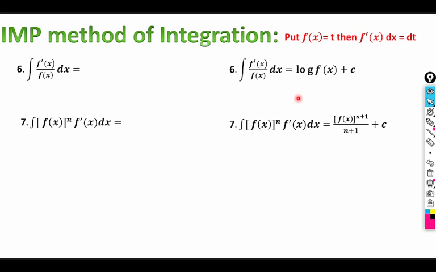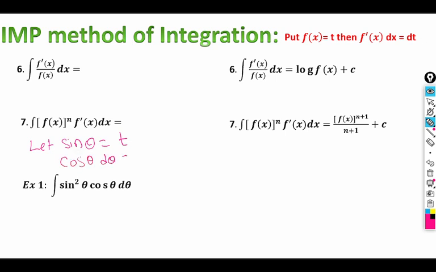Now, which are the real integrals you come across when you evaluate multiple integrals? This type of numerical you will come across: integral of sine square theta cos theta d theta. Now just see the observation: sine theta is there, and its derivative cos theta is also there. So this can be done by replacing, let sine theta be t. So obviously cos theta d theta is dt.